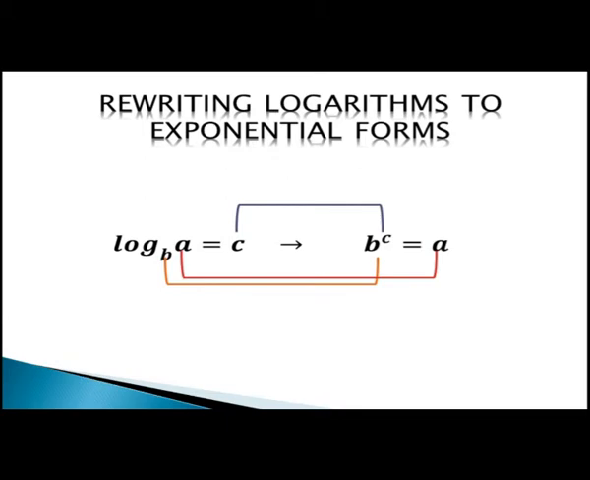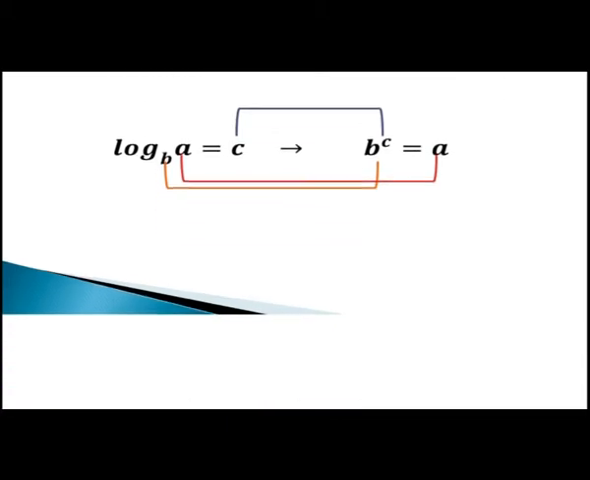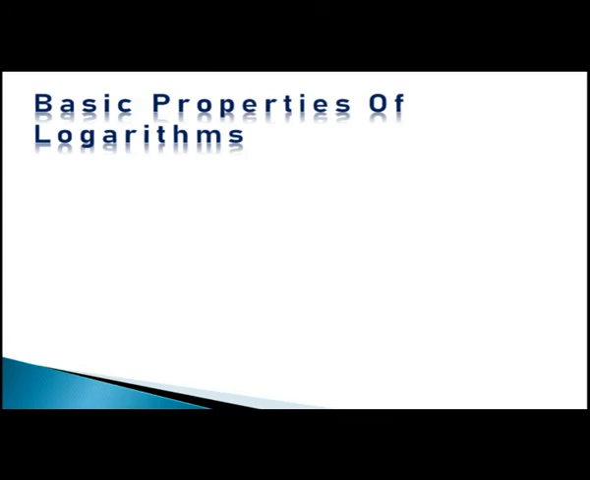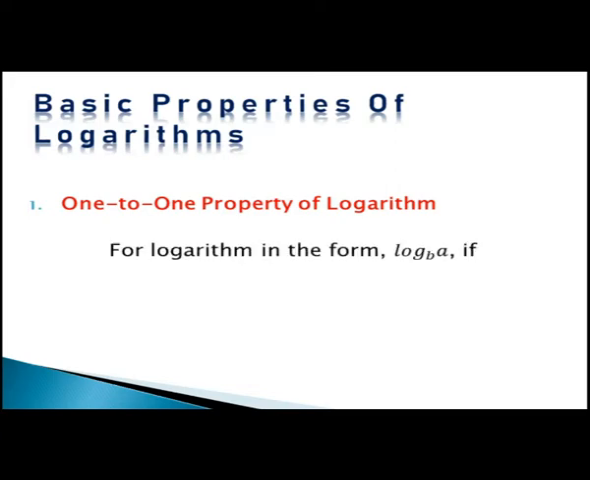Now let us proceed to our next topic that would be all about the basic properties of logarithms. Our first property is all about the one-to-one property of logarithm. According to this property, for logarithm in the form logarithm of a with base b, if the logarithm of u with base b is equal to the logarithm of v with base b, then u is equal to v.